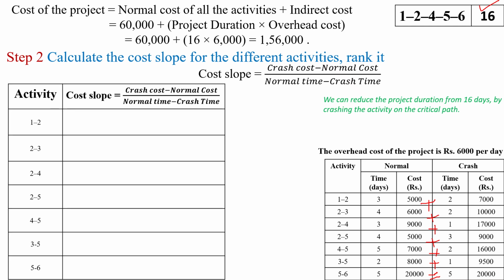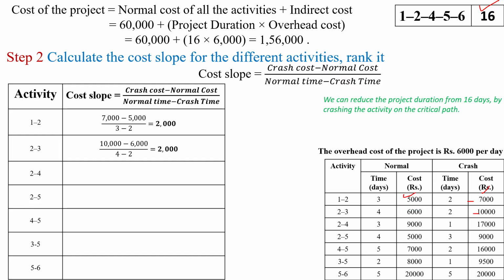For the activity 1 to 2, cost slope equals the crash cost minus normal cost, which is 7,000 minus 5,000 divided by 3 minus 2, which is 2,000 divided by 1, which is 2,000. Next for the activity 2 to 3, 10,000 minus 6,000, which is 4,000 divided by 4 minus 2, which is 4,000 divided by 2, which is 2,000.